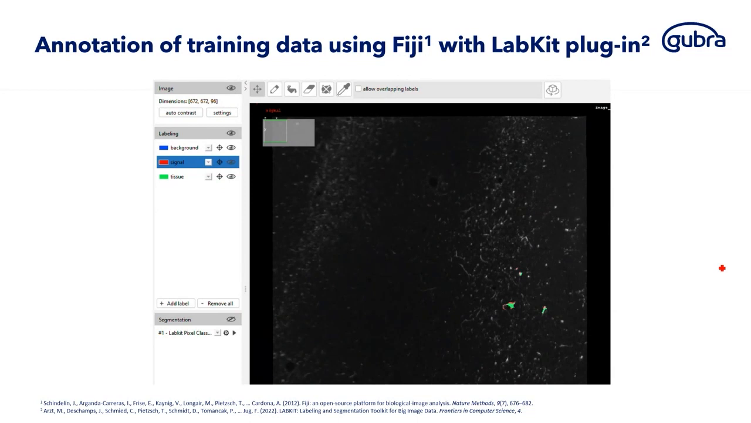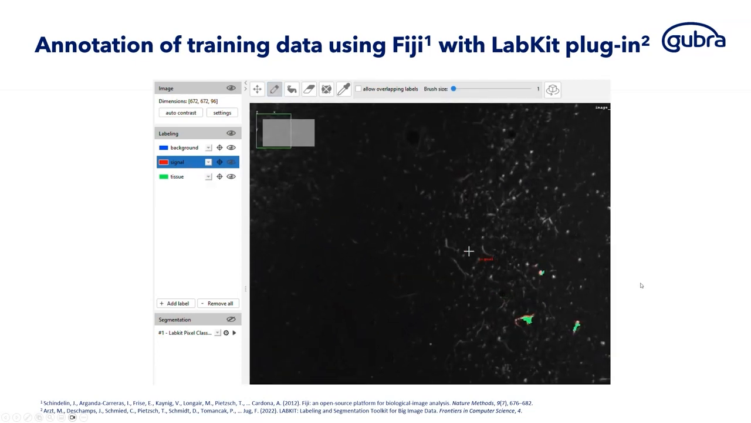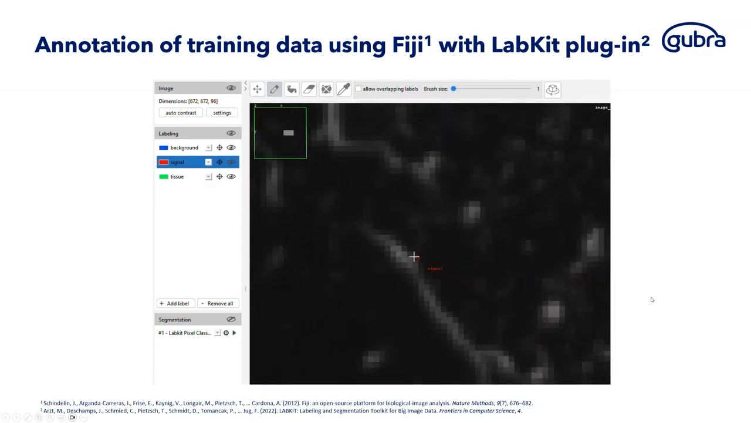One tool we are investigating is using Fiji together with a LabKit plugin. Again, I have a small movie here demonstrating how this looks. And you see here we have decided to annotate 3 classes. The red class that is being labeled now is the main signal class of the alpha-synuclein, and this is drawn here. We also have a tissue class.